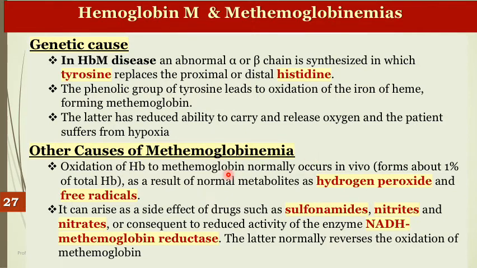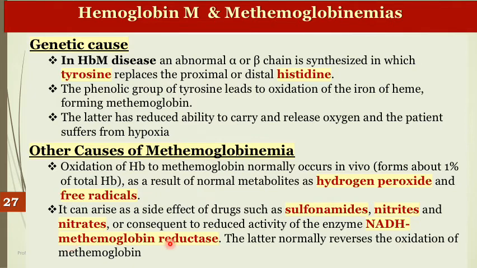The RBCs have normal metabolism. The normal metabolism of amino acids liberates hydrogen peroxide and free radicals, and this leads to oxidation of hemoglobin. Normally 1% of hemoglobin is oxidized each day from ferrous to ferric under normal conditions.